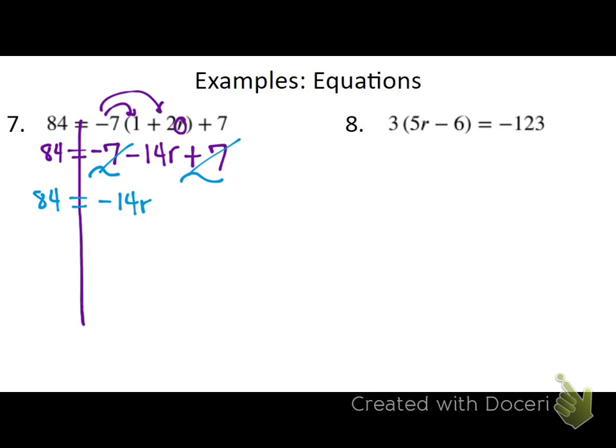Still need to get the variable by itself. So from here, how do I do that? Add 14. Ooh, I'm not going to add it. Why not? Common mistake. You divide it. Because the 14 is stuck to the variable, and the opposite of multiply is divide. What's 84 divided by -14?